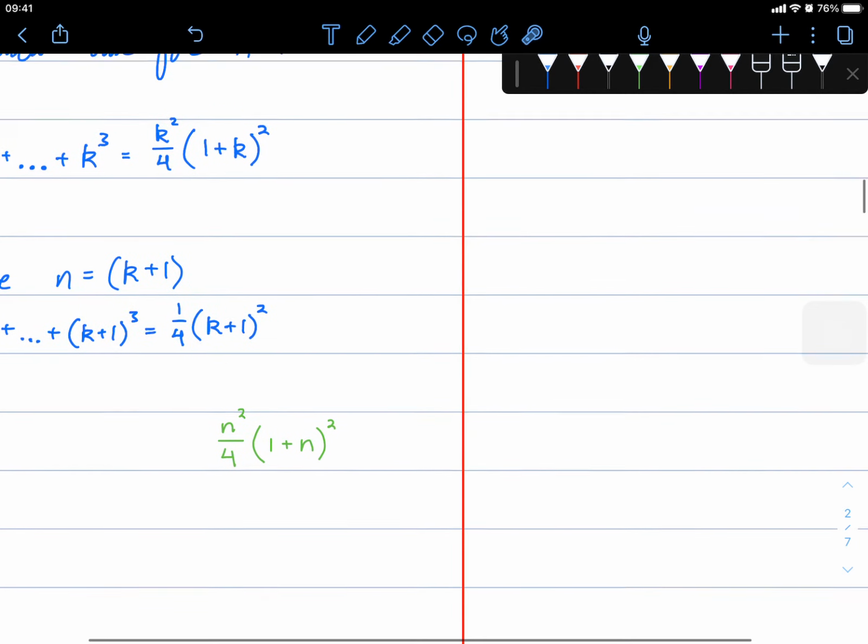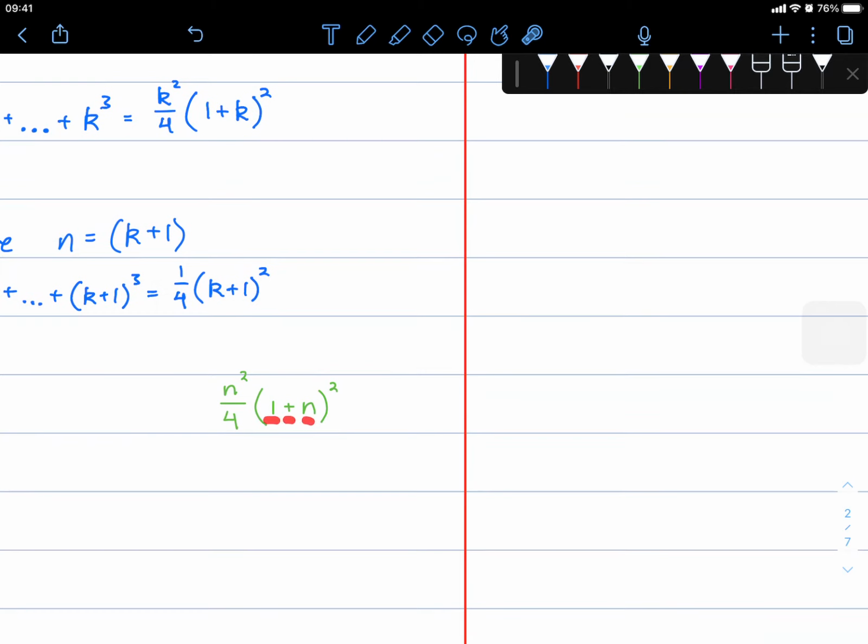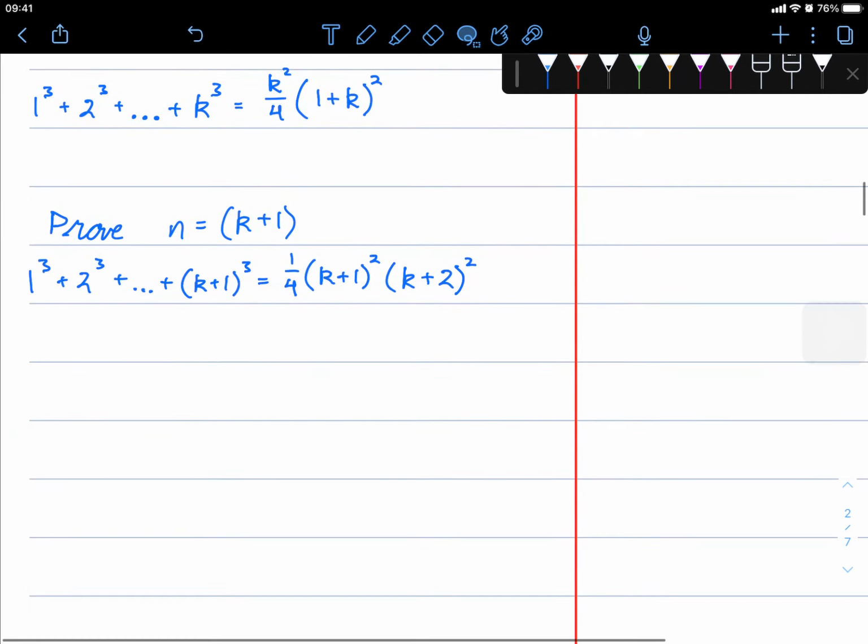Because the statement was 1 plus n, we're substituting k there. So it's going to be 1 plus k plus 1 all squared. You see that substitution? n is equal to k plus 1. So it's going to be 1 plus k plus 1. We can simplify that down to k plus 2 all squared. So this is what we're going to start trying to prove.